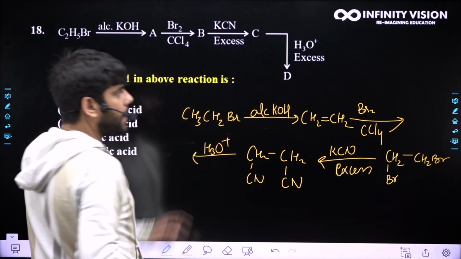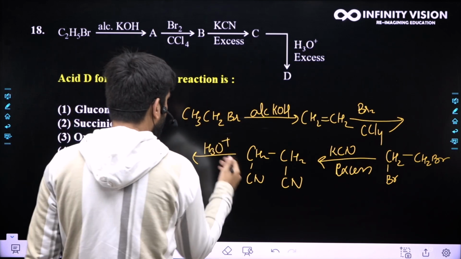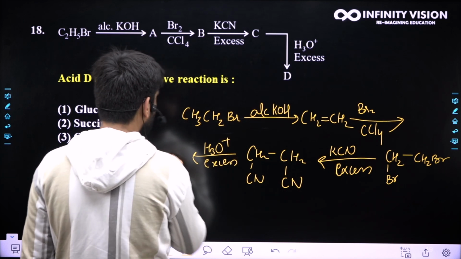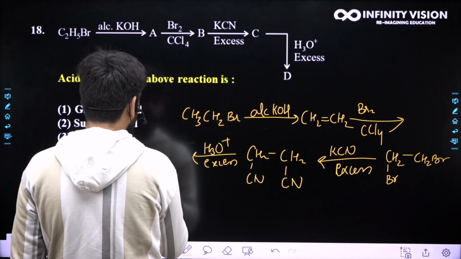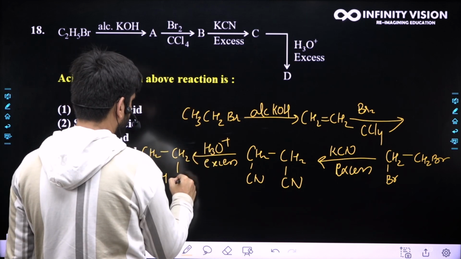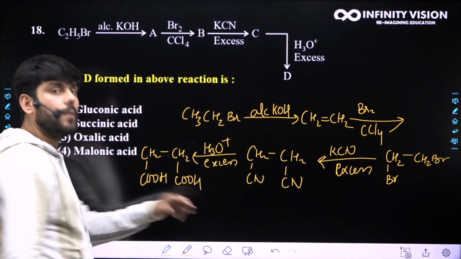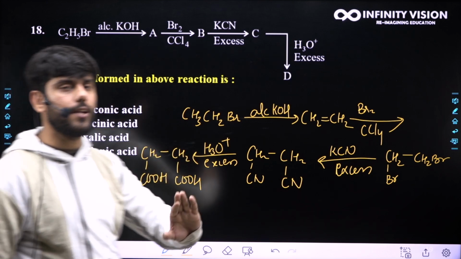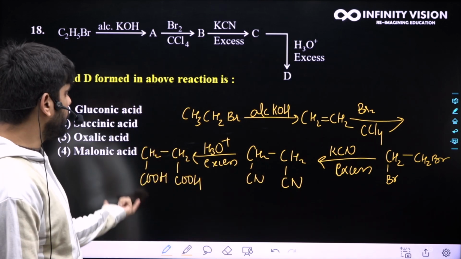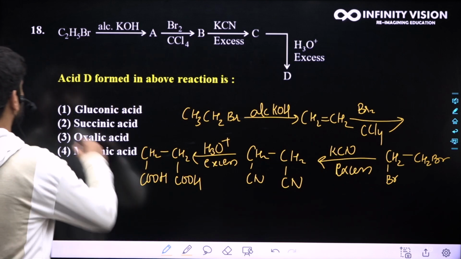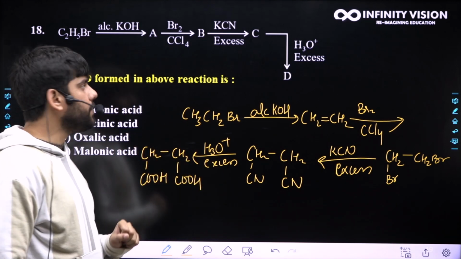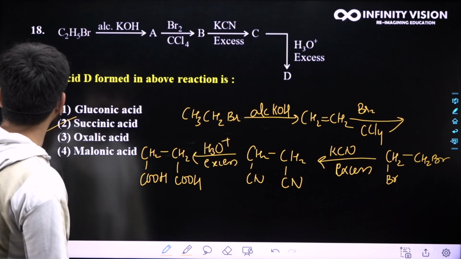It is not partial. Partial would have given us amide, but this is complete hydrolysis since it is in excess. So what we end up getting is the diacid. Nitriles are hydrolyzed to acids on complete hydrolysis. Partial hydrolysis gives amide. So we end up getting this. And what is the name of this? This is succinic acid. I hope the question is clear to you. Let us move to the next question.